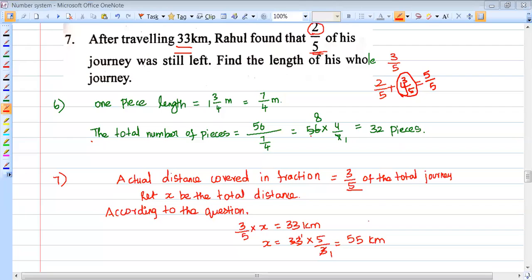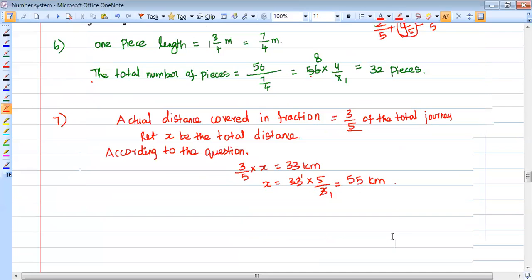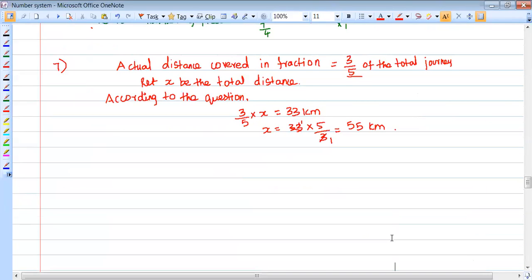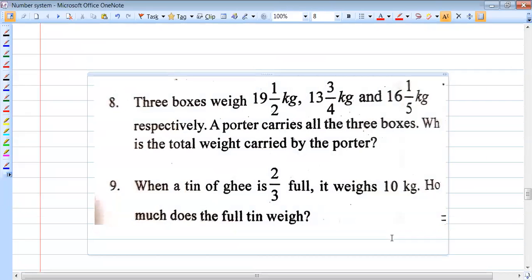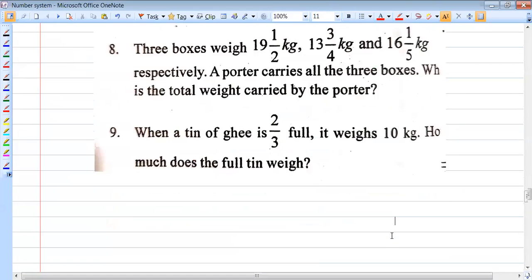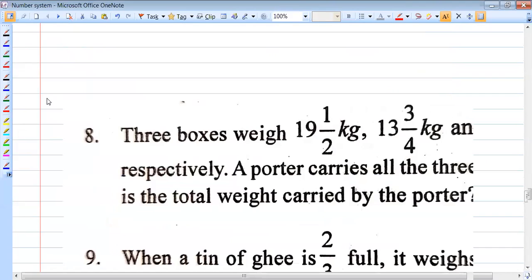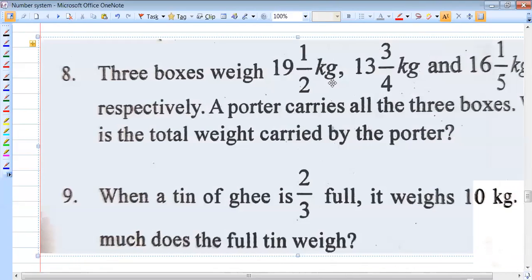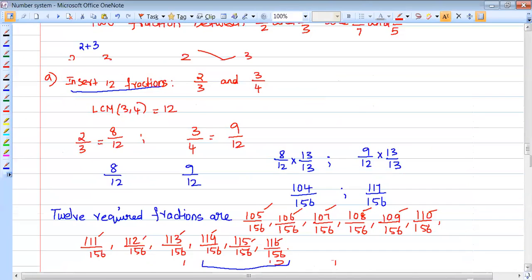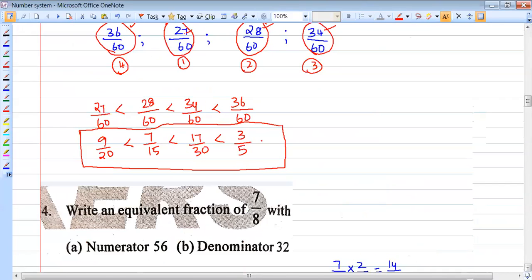Okay, so let's move to the 8th question. Now start to do question number 8. Sorry. Oh, this has become very big. One minute.